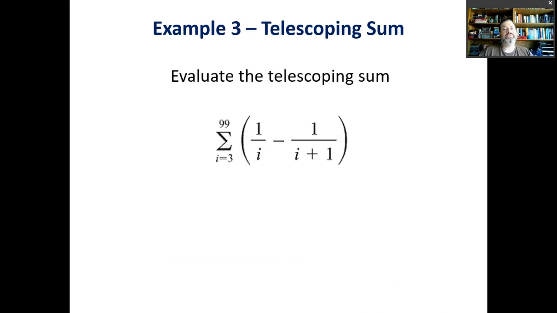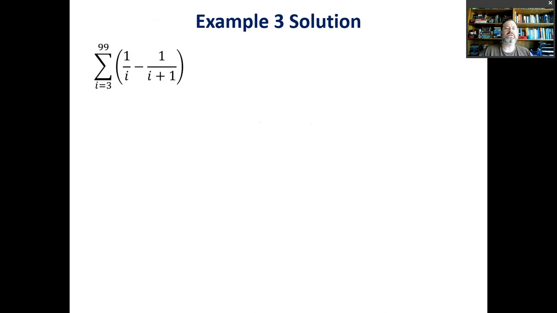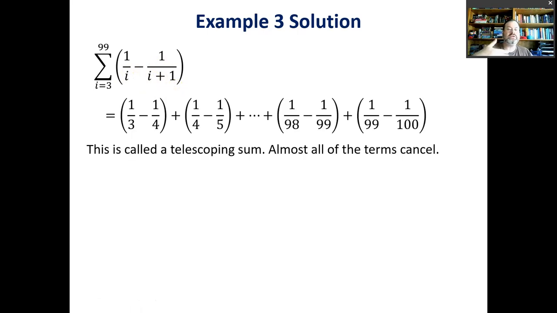All right, next one is what's called a telescoping sum. So let's just look at this guy. It's the sum from i equals 3 to 99 of this thing. So you can just start plugging numbers in, right? So we plug in 3, so we get 1/3 minus 1 over 3 plus 1, so that's 1/3 minus 1/4. And you just keep plugging numbers in.